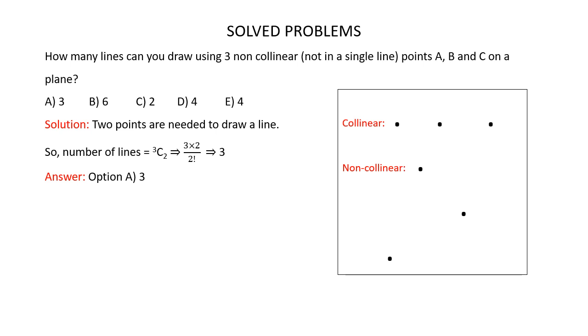So the number of lines is 3. So 3 lines can be drawn using 3 non-collinear points A, B and C. So the correct answer is option A, 3.